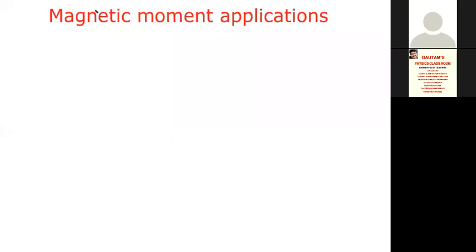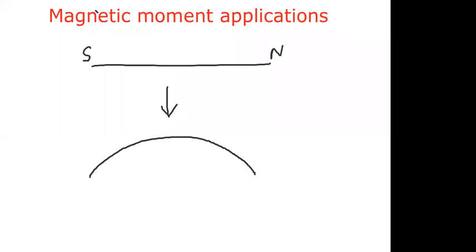Discuss about magnetic moment applications. In this application, we are going to discuss one important point, that is bending a straight magnet. Suppose this is one magnet, south to north. This magnet is bent into the form of an arc. Very important application: bending a magnet in the form of an arc.